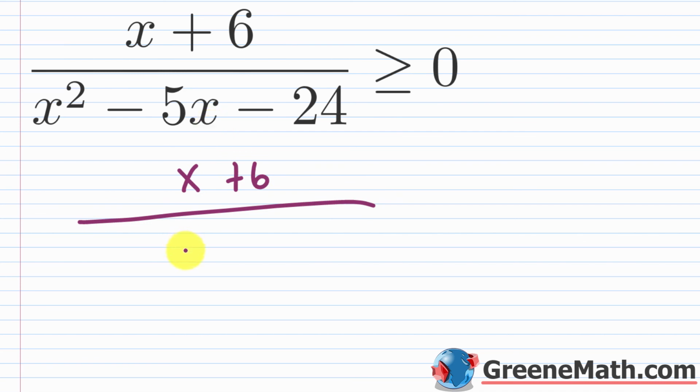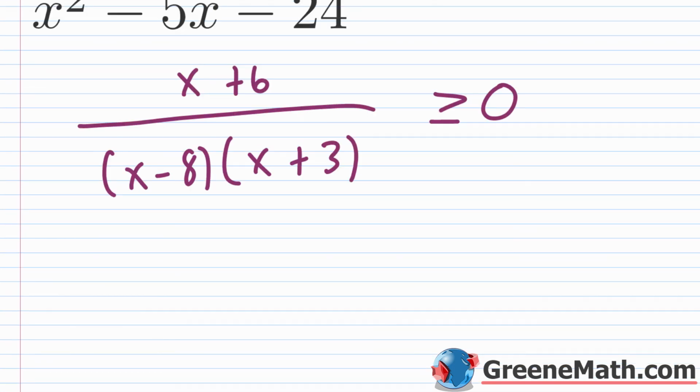So give me 2 integers whose sum is negative 5 and whose product is negative 24. So that's going to be negative 8 and positive 3. So x minus 8, that quantity times the quantity x plus 3. And then this is greater than or equal to 0. So again, I'm going to say that x plus 6 is equal to 0.